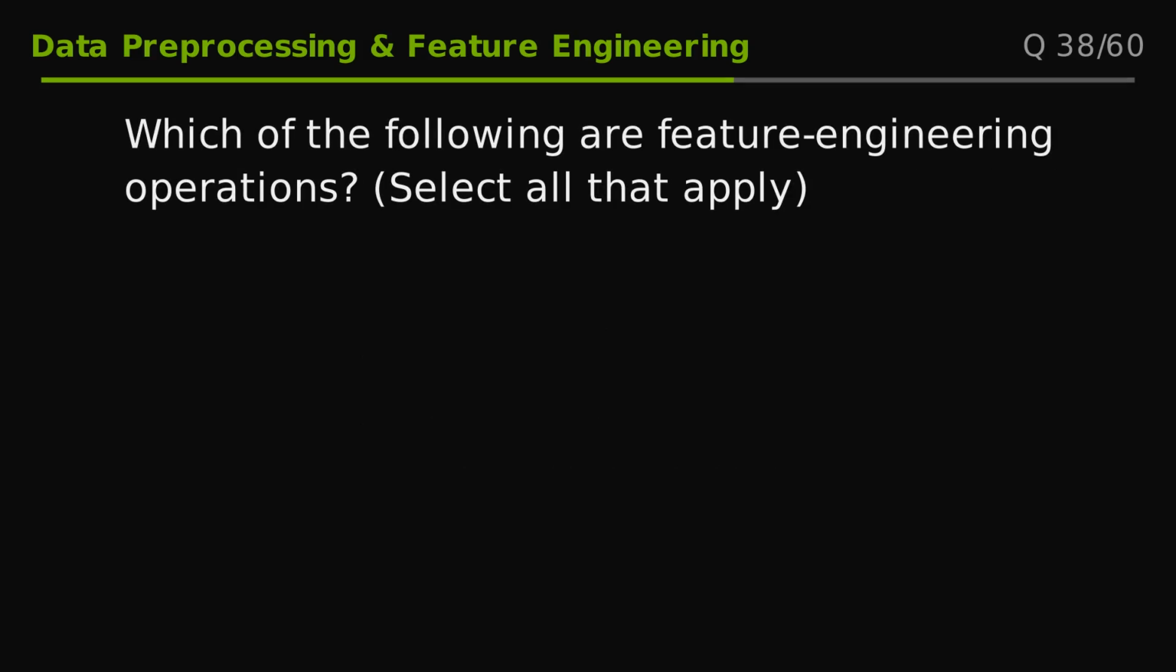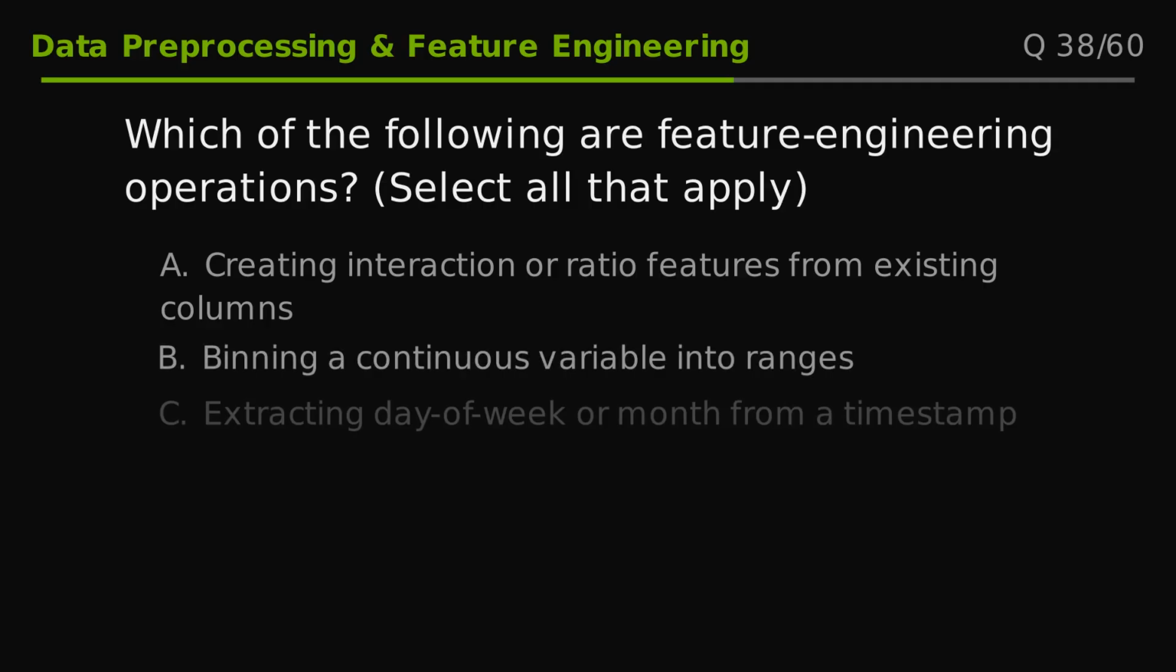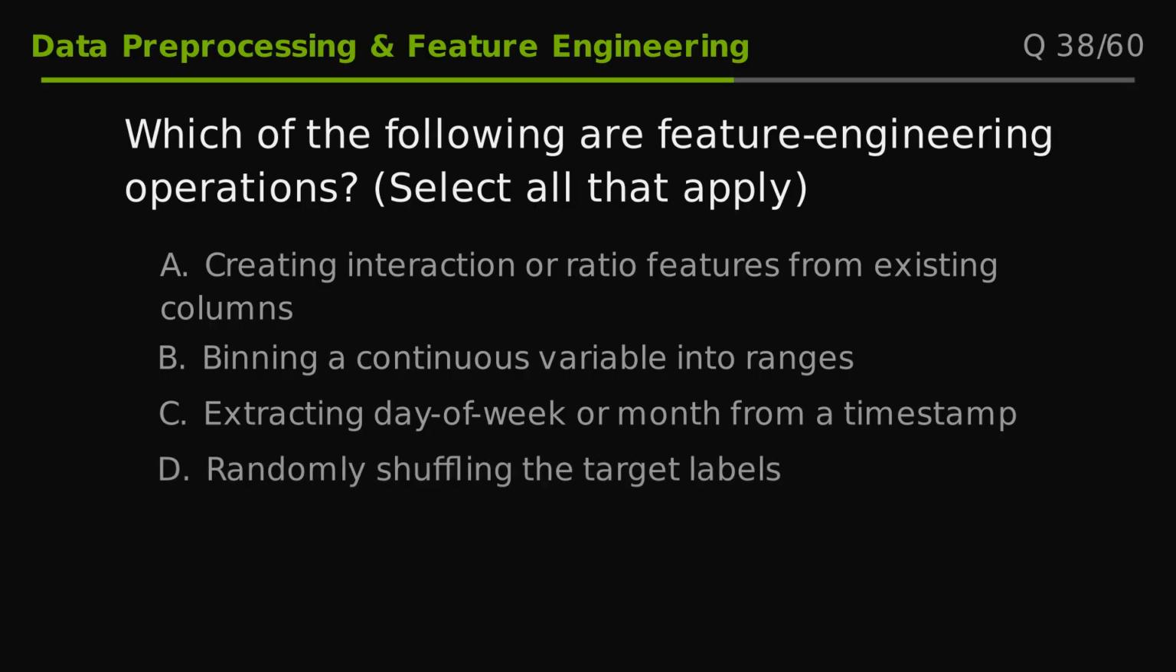Question 38. Which of the following are feature engineering operations? Select all that apply. Option A. Creating interaction or ratio features from existing columns. Option B. Binning a continuous variable into ranges. Option C. Extracting day of week or month from a timestamp. Option D. Randomly shuffling the target labels.